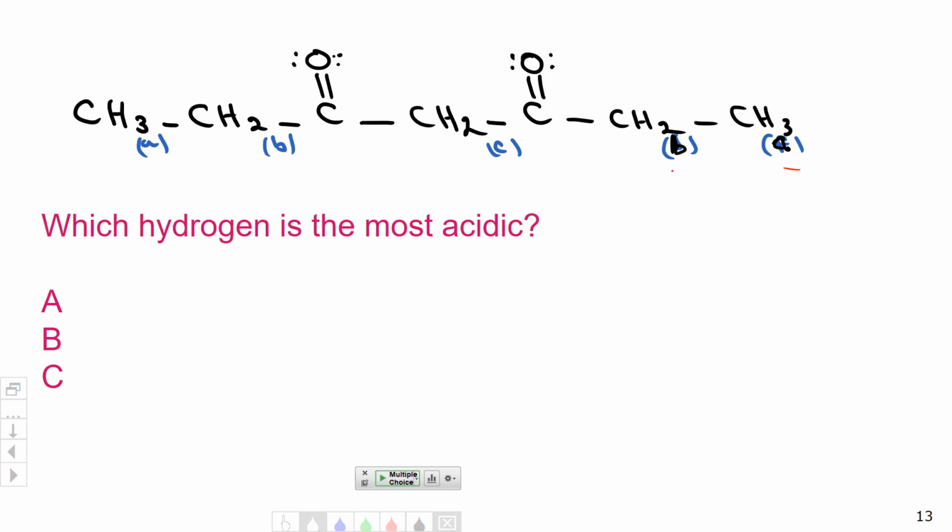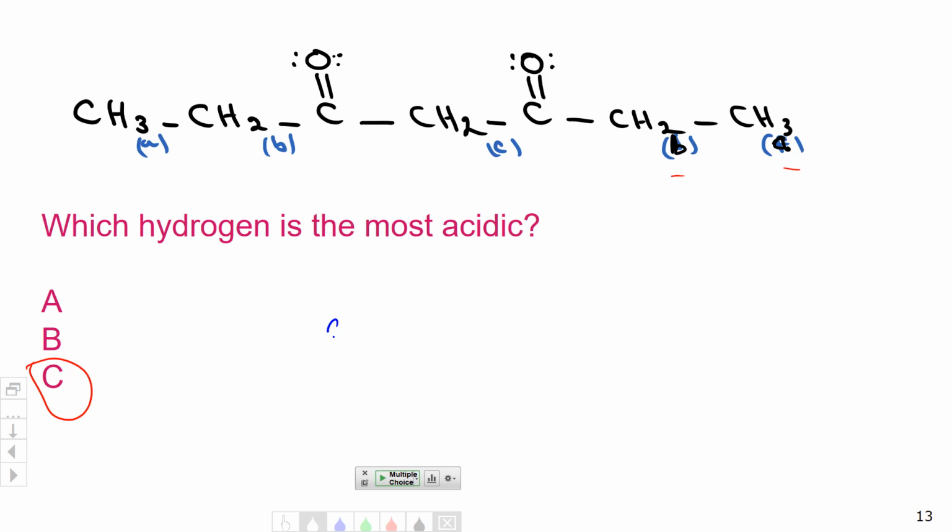And these are A and B because the molecule is symmetrical. So go ahead, stop the video. C is the right answer. So every time you're asked about the acidity, it should be a method that you always use. Draw the conjugate base, and the one that is more stable represents the most acidic.